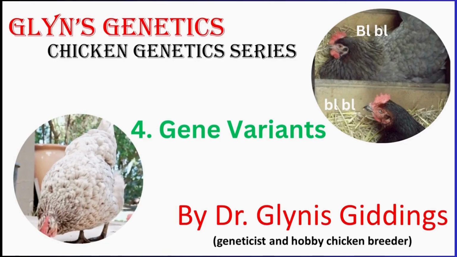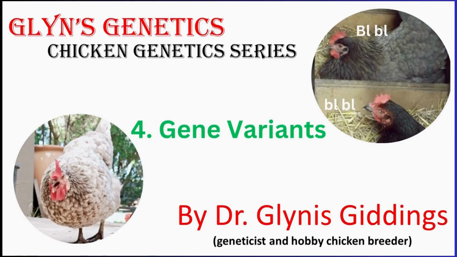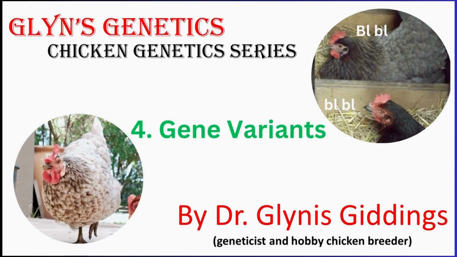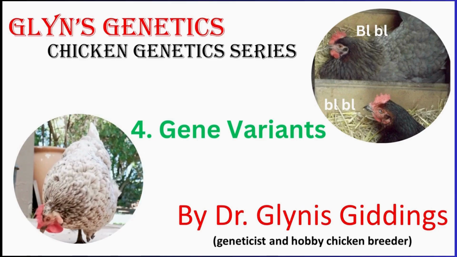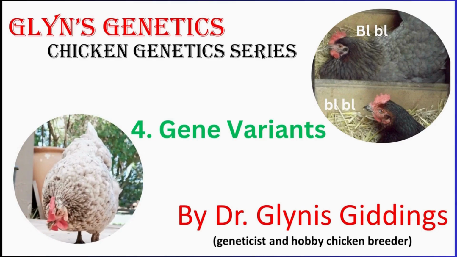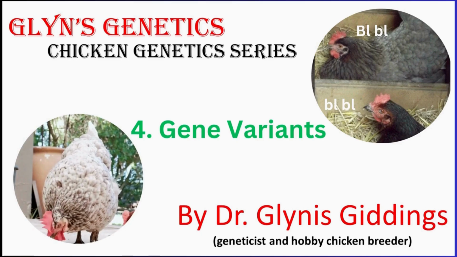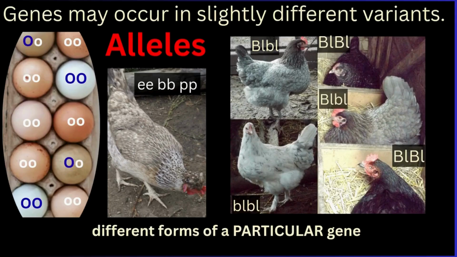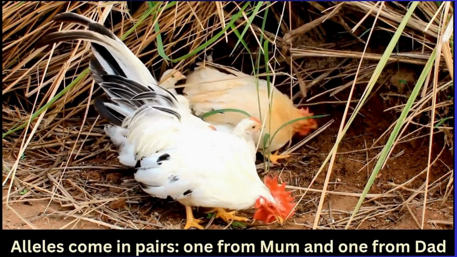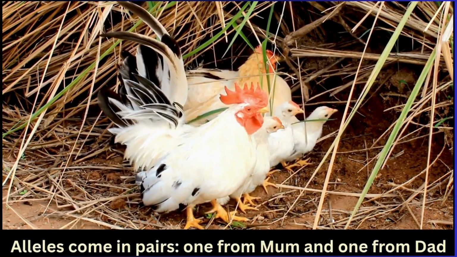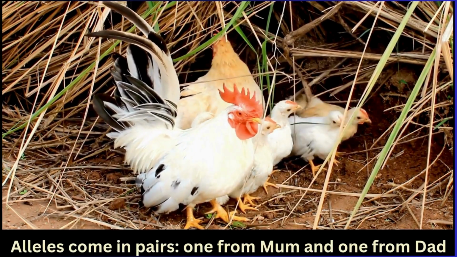In this video, we'll look at gene variants and how they relate to chicken genetics. Genes for any particular characters may occur in slightly different forms called alleles. Alleles are alternative forms of a particular gene, and to understand genetics, you need to understand about alleles and how they work. Alleles come in pairs, one inherited from mum and one from dad.